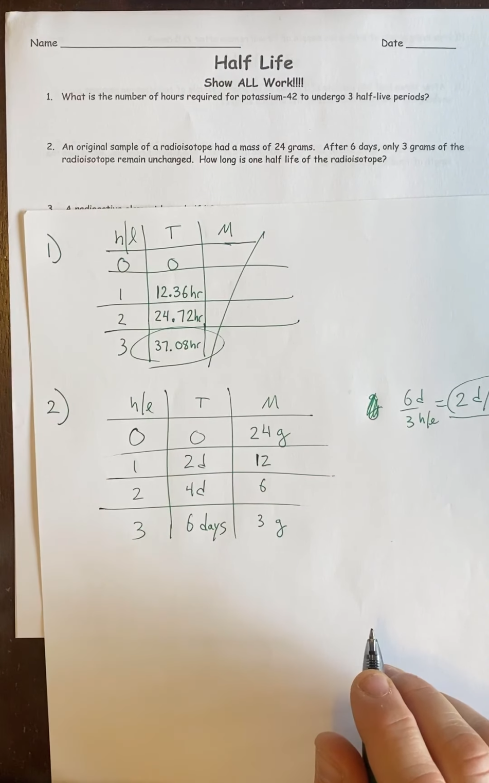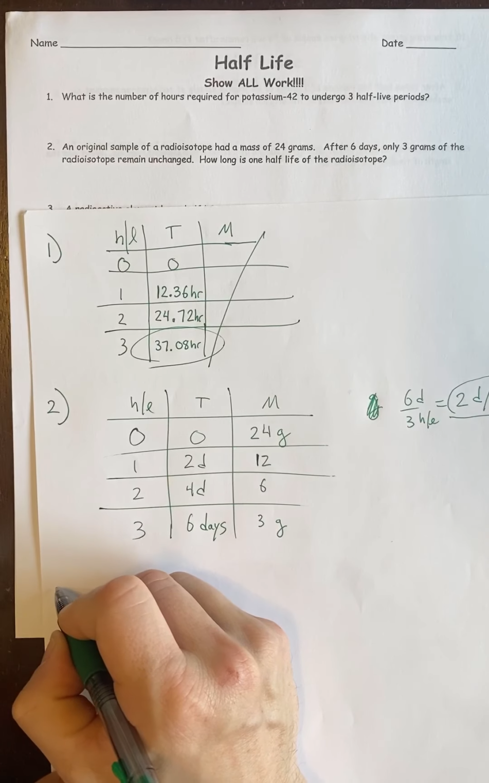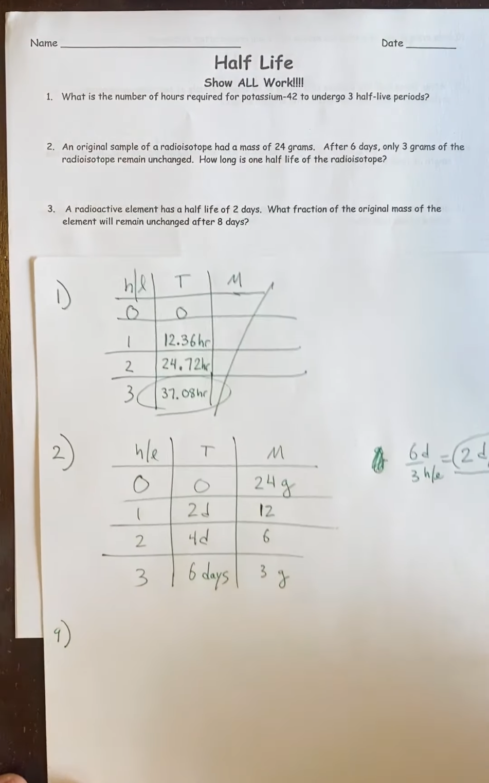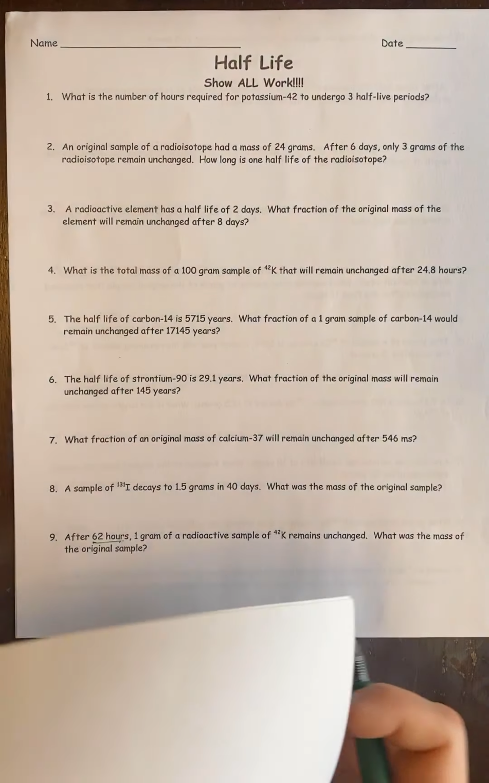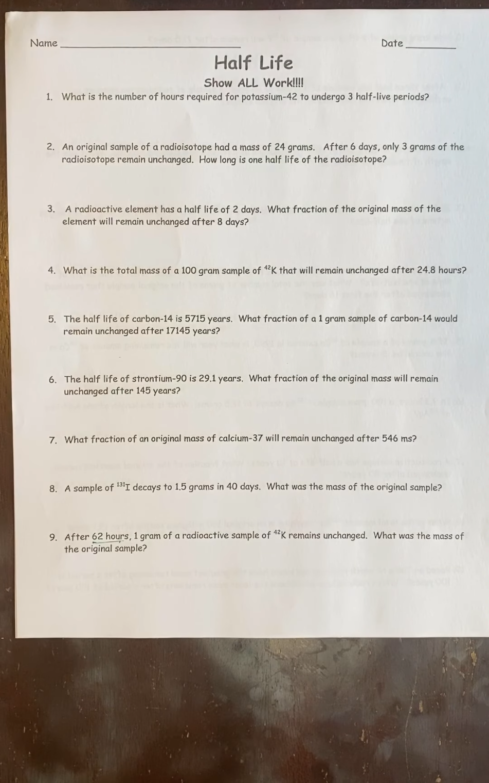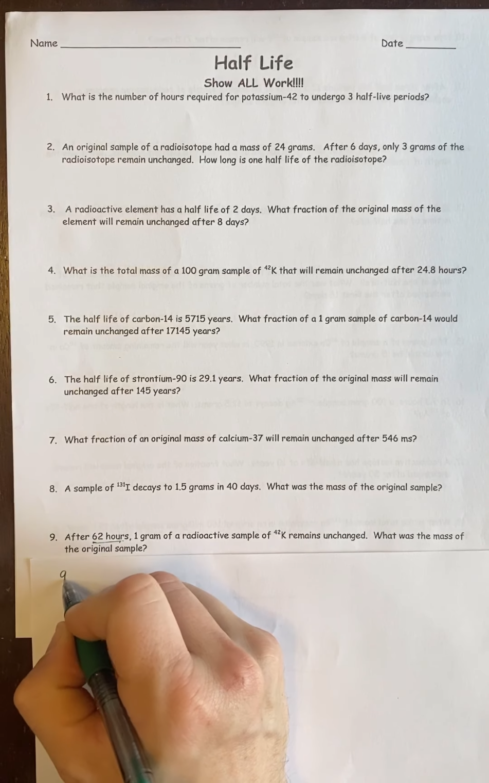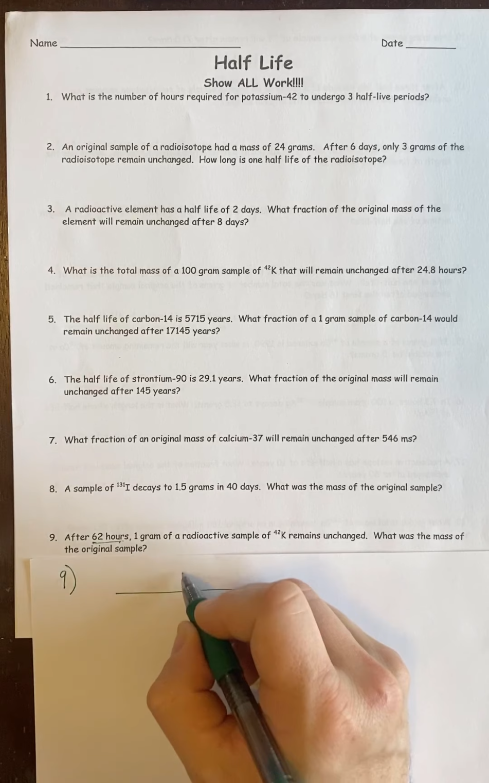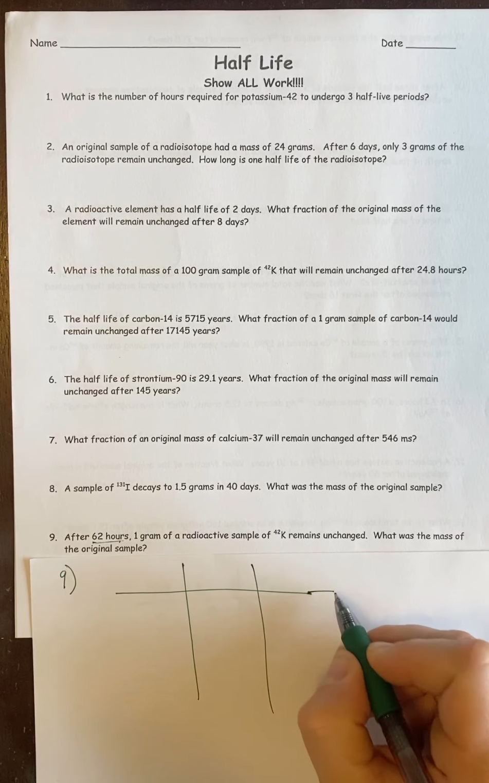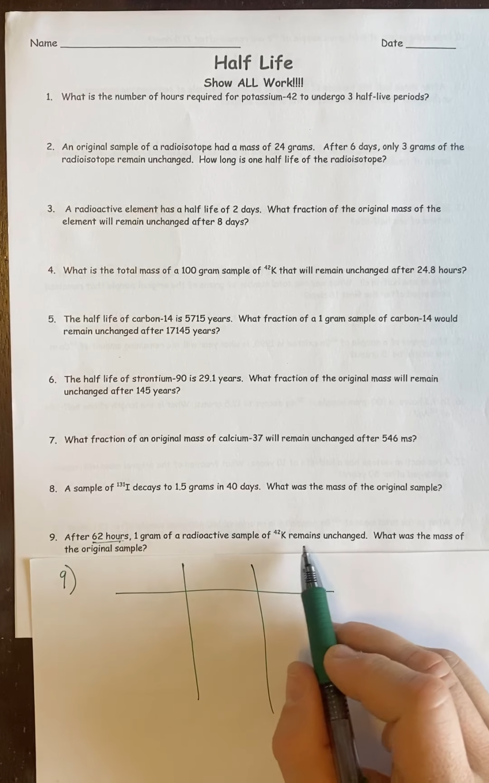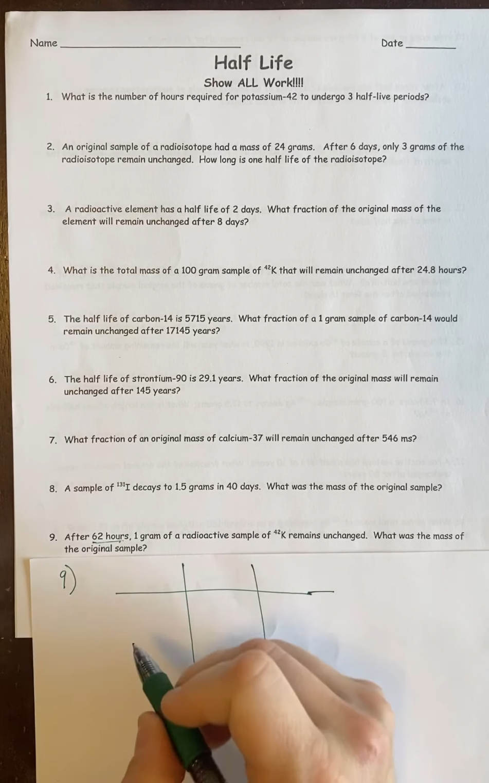So that's problem 2. Let's jump down to problem 9, because 9 I think goes backwards. So let's see how this works. I'm actually going to put it on the back so that you can hopefully see it. So here's number 9. It says after 62 hours, 1 gram of the radioactive sample of K-42 remains unchanged. What's the mass of the original sample?